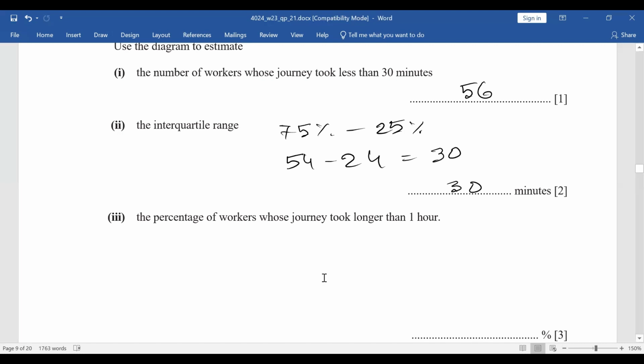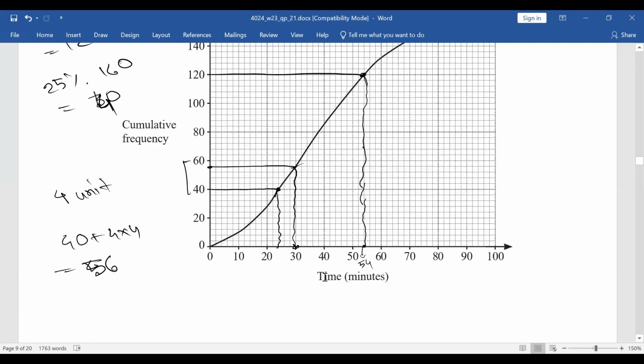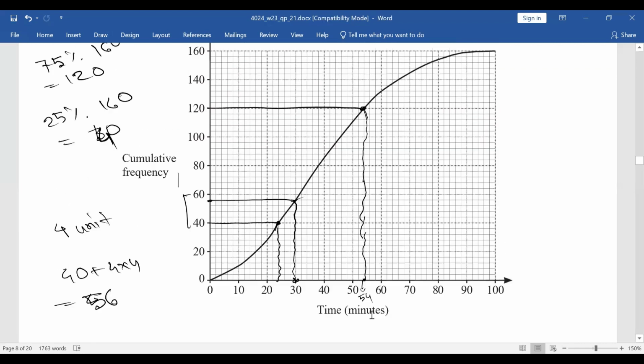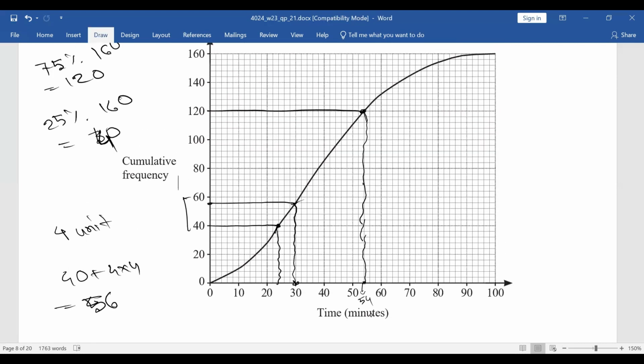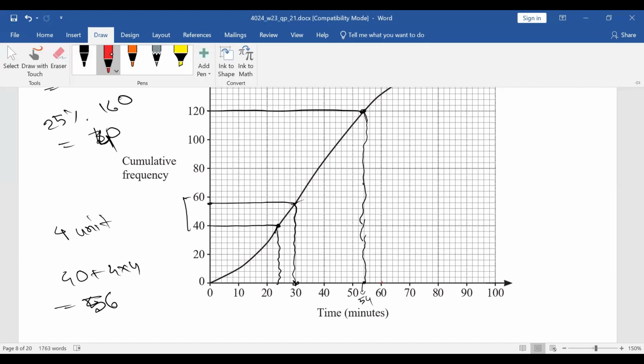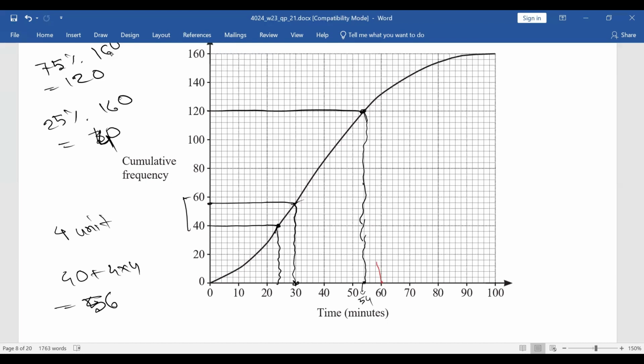Okay, the percentage of workers whose journey took longer than 1 hour. The percentage of workers whose journey took longer than 1 hour. Okay, 1 hour means 60 minutes. 60 minutes is here.